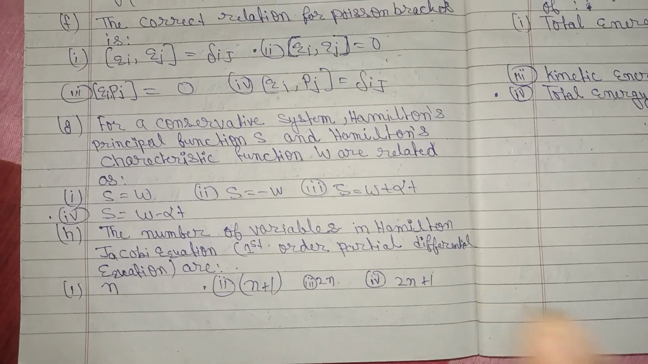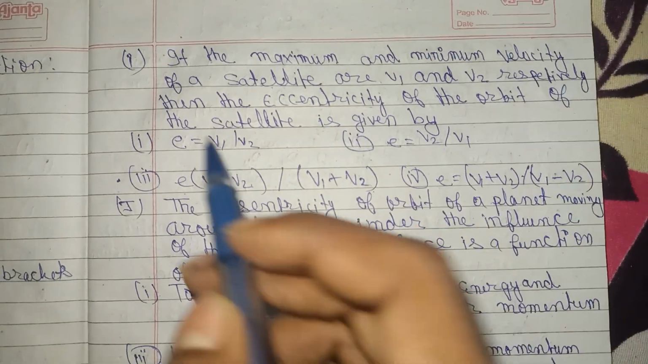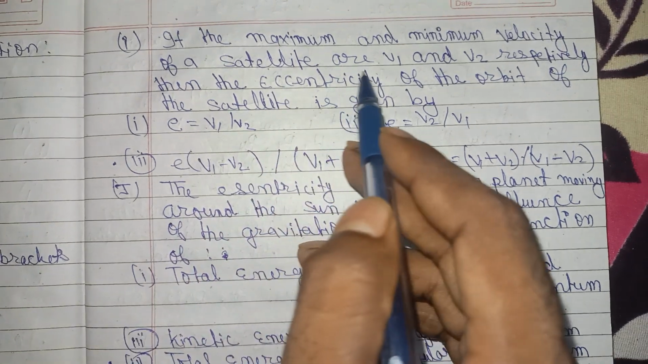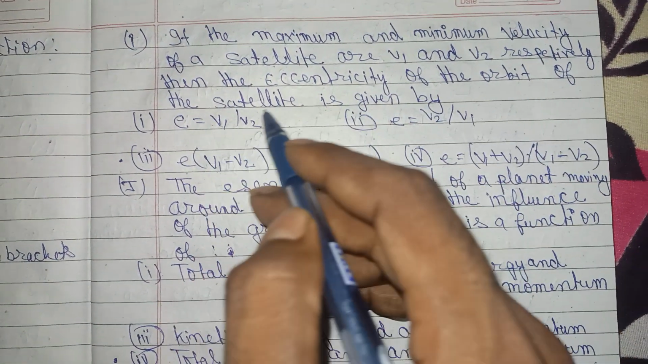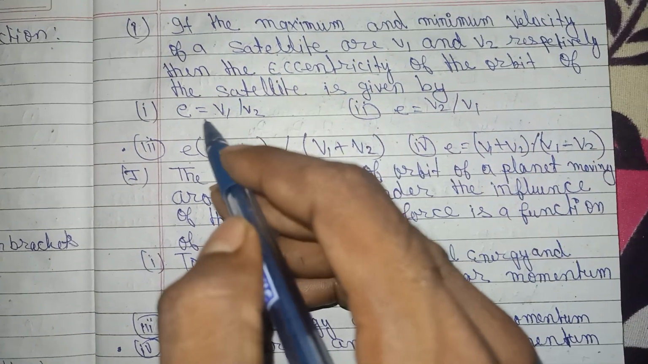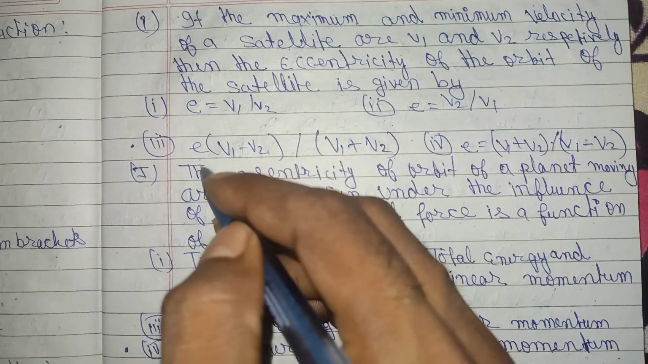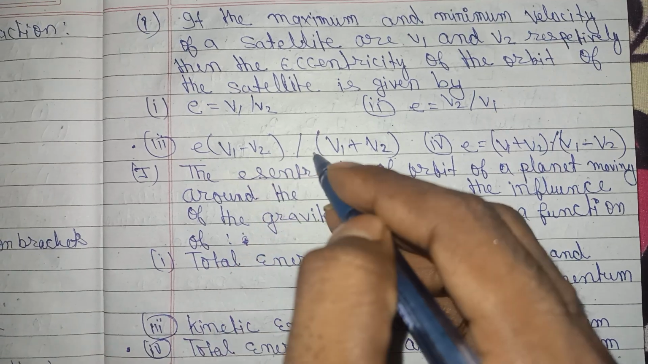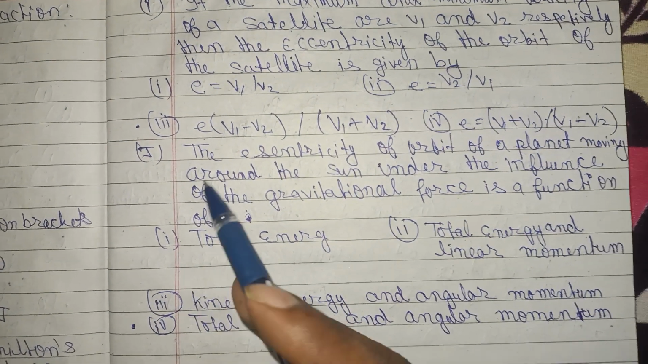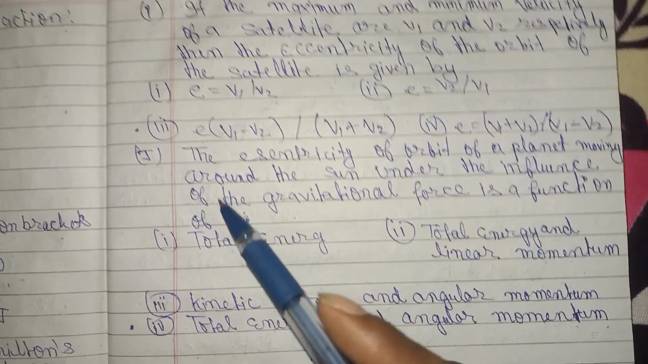This is the correct answer. Question number I: if the maximum and minimum velocity of a satellite are v1 and v2 respectively, then the eccentricity of the orbit of the satellite is given by e = (v1 minus v2) / (v1 plus v2). This is the correct relation.